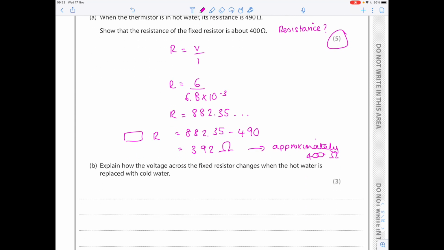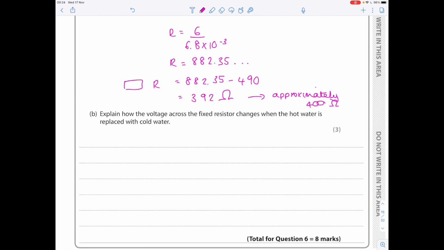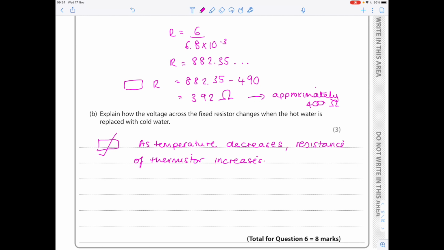Explain how the voltage across the fixed resistor changes when the hot water is replaced with cold water. So in order to understand this, we need to understand how temperature affects the thermistor. Remember that as temperature decreases, as is this situation, the resistance of the thermistor increases. You need to learn that. Now, with increased resistance, it means that the current through the whole circuit decreases, meaning that there's a lower voltage in the fixed resistor, which is what we're being asked about.